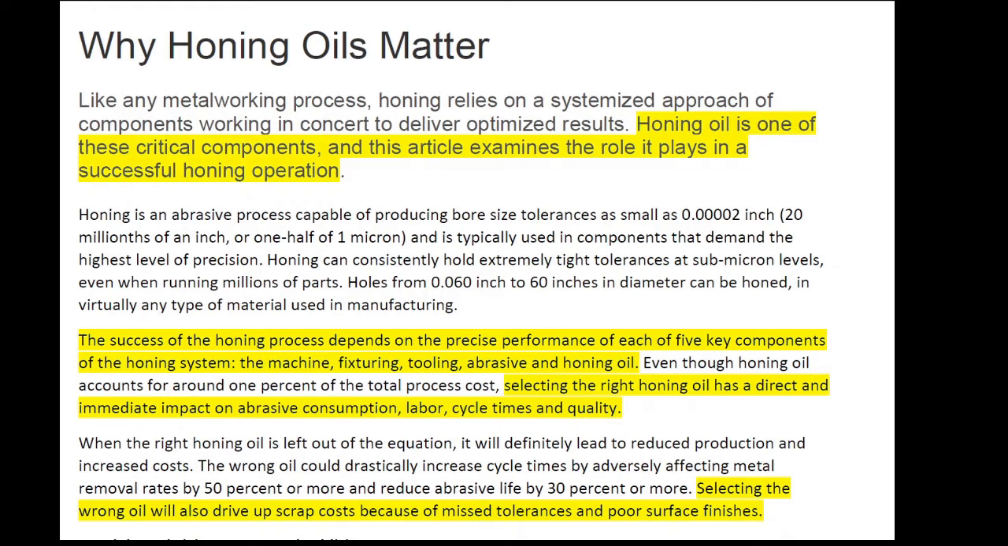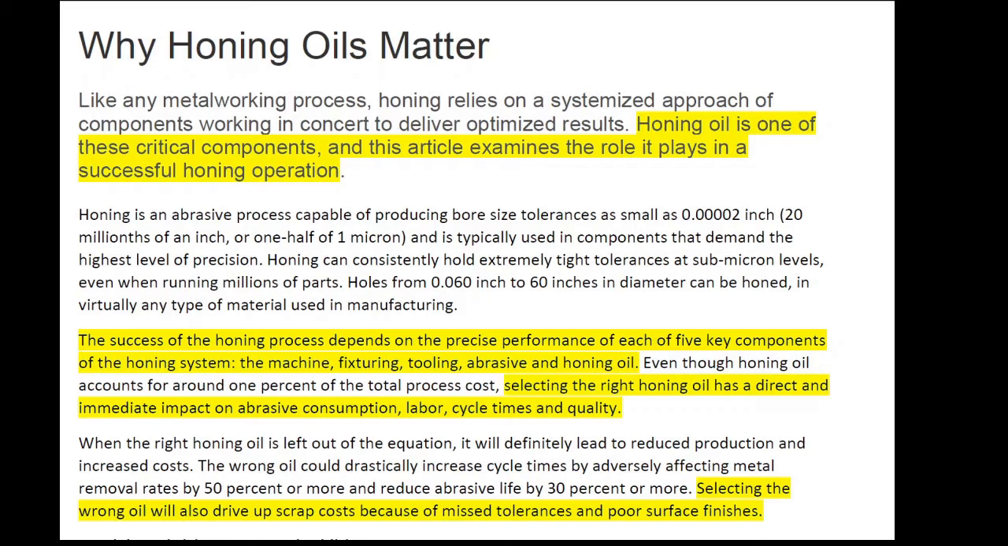Let us discuss some of the cutting fluids which are used in honing operation. The honing oil is one of the critical components which affect the honing operation. Selecting the right honing oil has direct as well as immediate impact on the abrasive consumption, the labor required, the honing cycle, number of honing cycles required, as well as the quality of the surface. Selecting a wrong honing oil will also increase the scrap cost. It will create workpieces with wrong tolerances and poor surface finish.